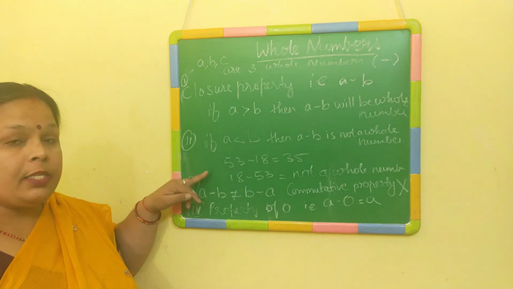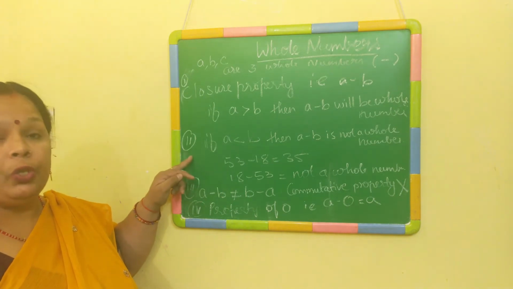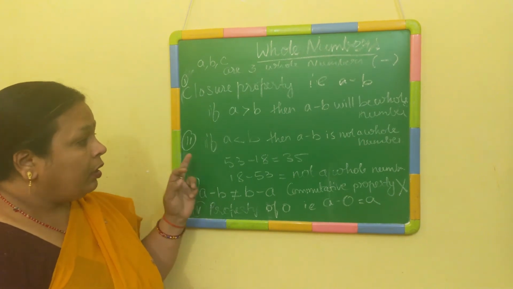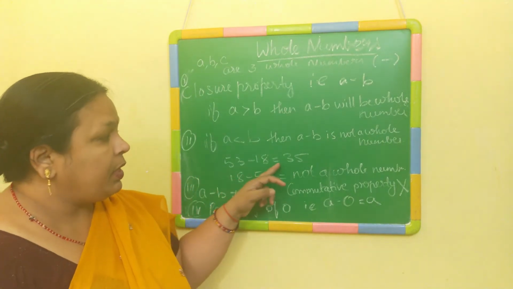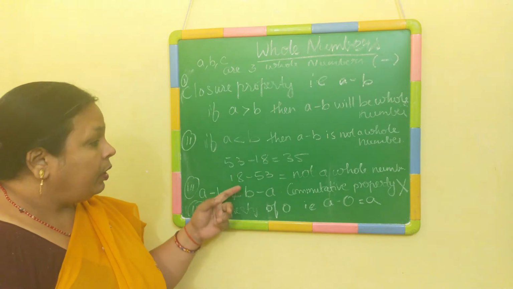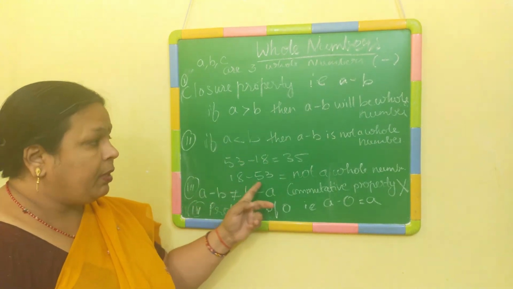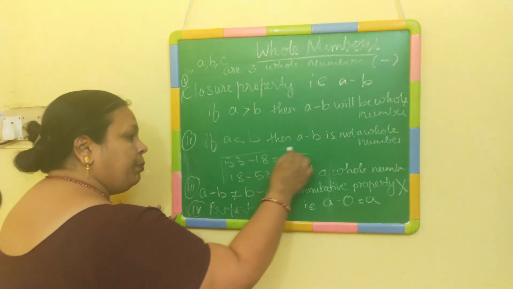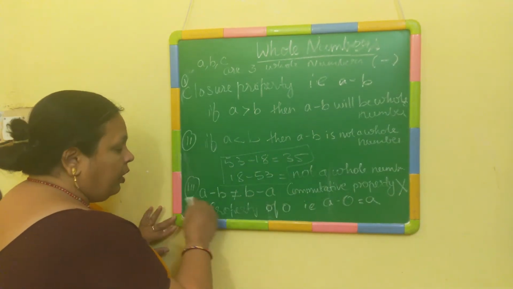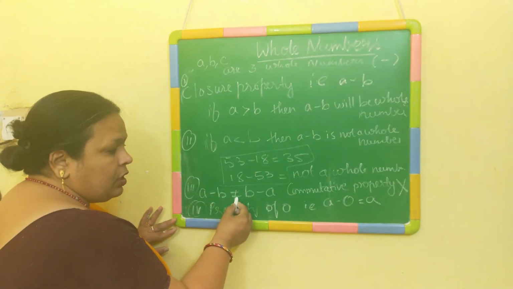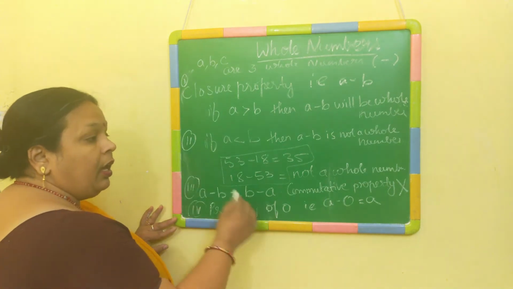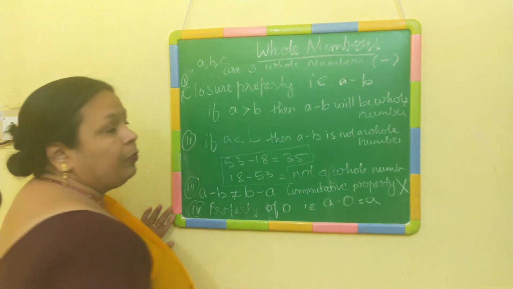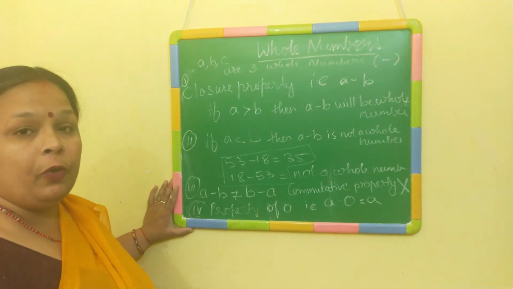If a is less than b, the condition is not true. Now, we have seen that a minus b is giving a whole number, but if we reverse it, b minus a is not a whole number. Seeing this example, we can conclude that a minus b is not equal to b minus a. Hence, commutative property does not hold good for subtraction of whole numbers.